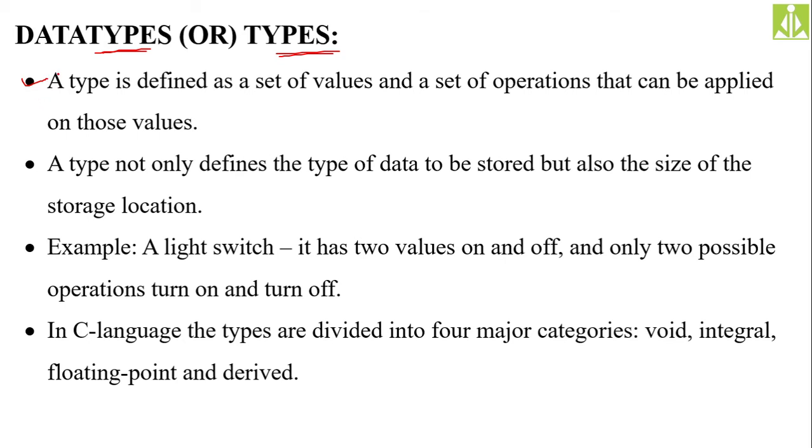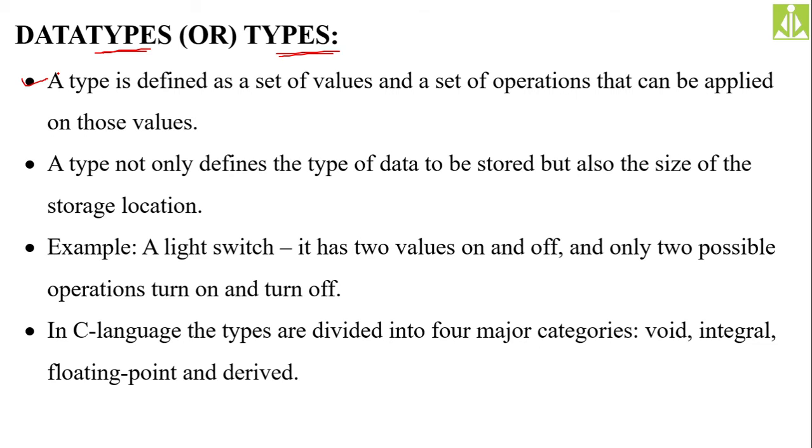The second point, if you see, a type not only defines the type of data that you are going to store, but also the size limitation. So where exactly are we going to store the data? Inside a variable only we are going to store the data. So when you are storing the data inside a variable, the type not only defines the type of data that you are going to store, but also the size limitation. I mean, to what extent you can store the data into that variable.